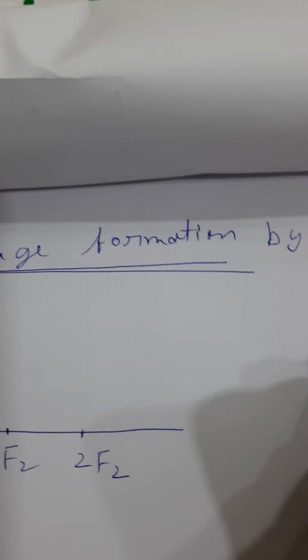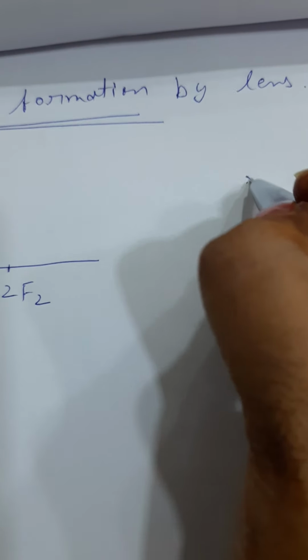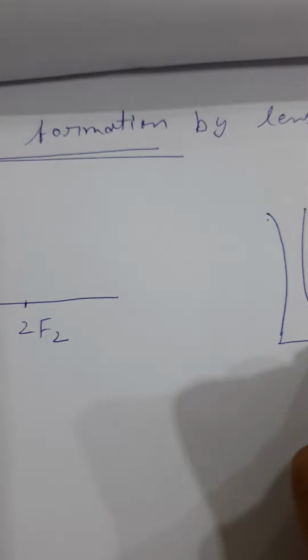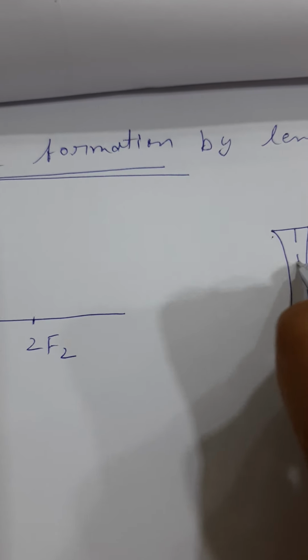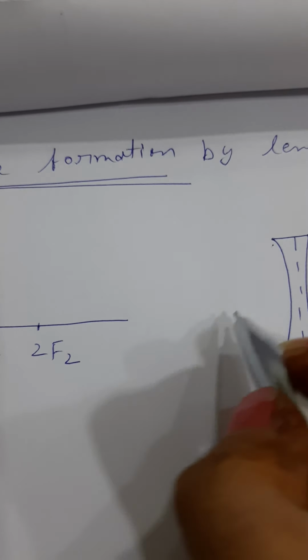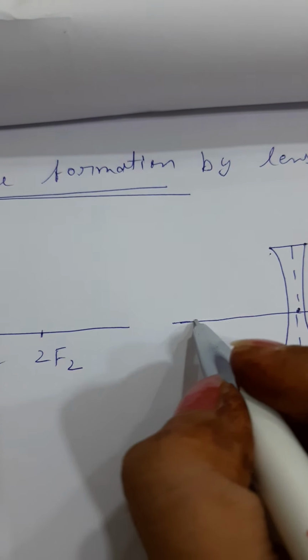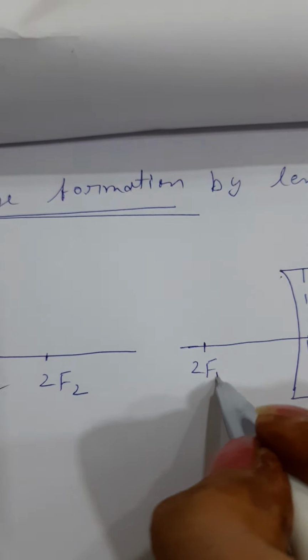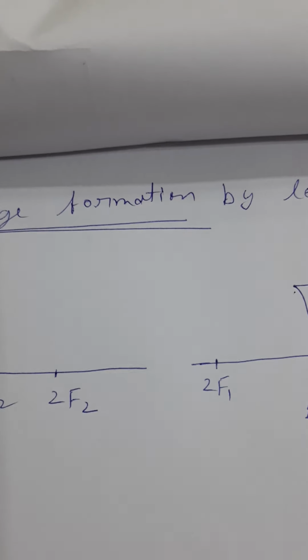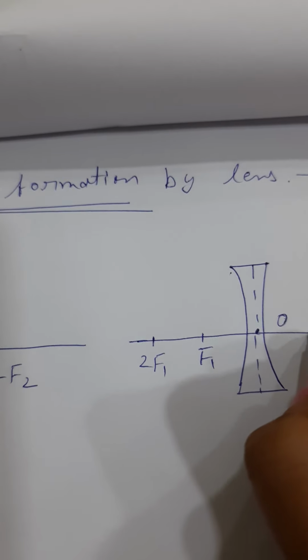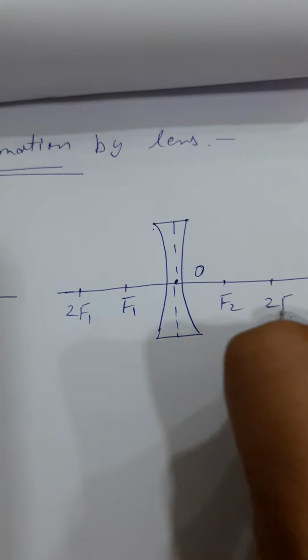In the same manner, if I am talking about a concave lens, you will draw it like this, with this one. Then this is the optical center, then you mark 2f1, f1, then f2, then 2f2. Now you see what we need to do.